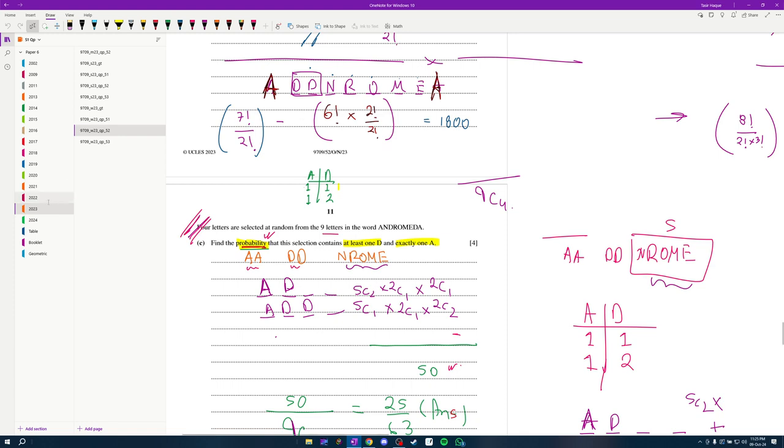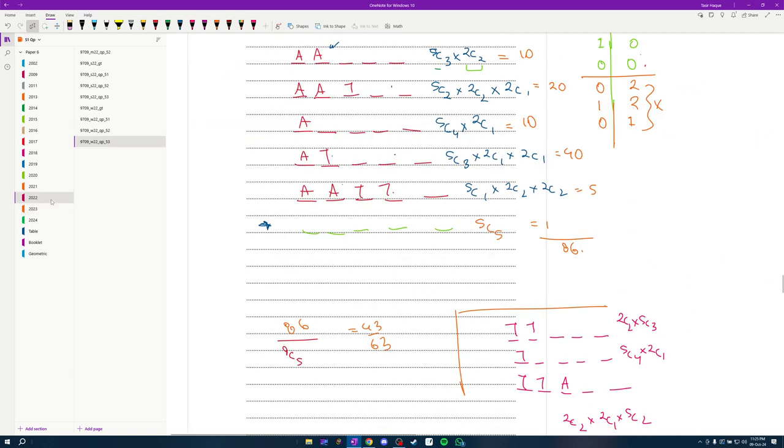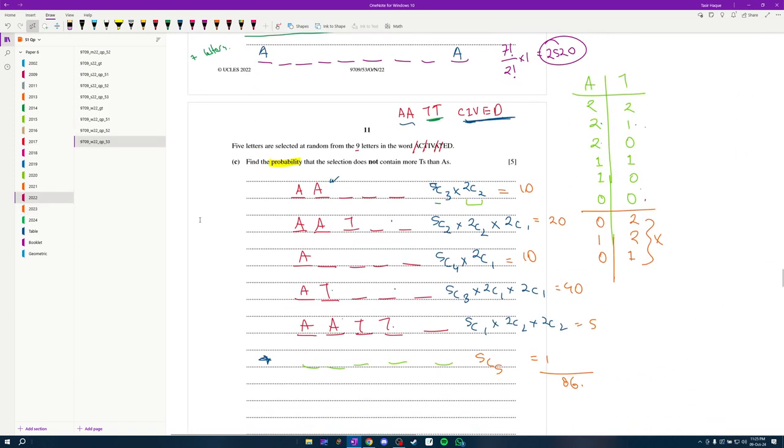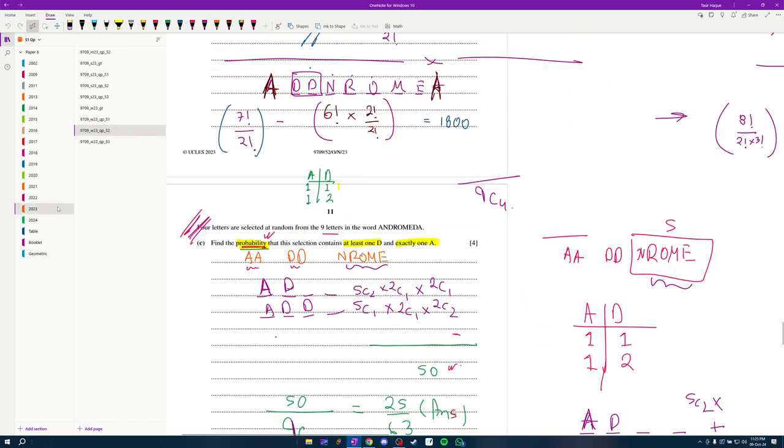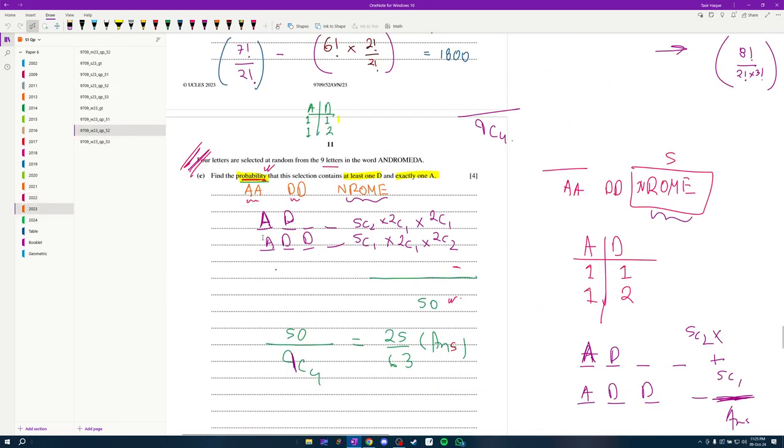I think it was this one, yeah. ON 2022 53. We have that again, ON 2352. Find the probability that this selection of 4 letters contains at least 1 D and exactly 1 A.